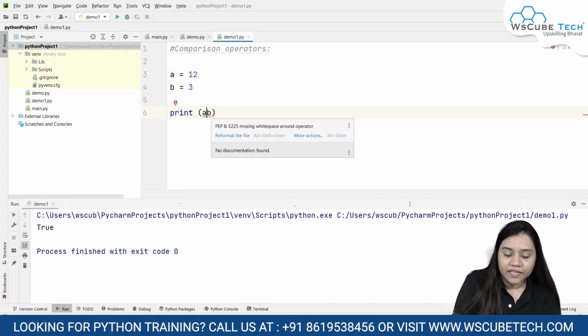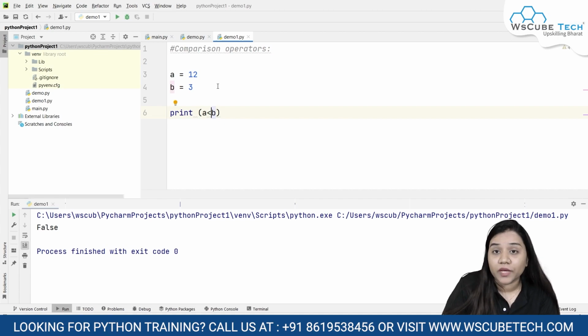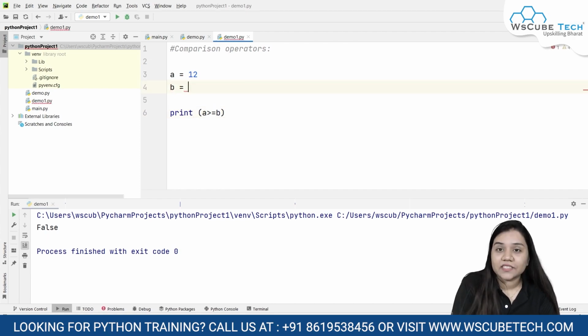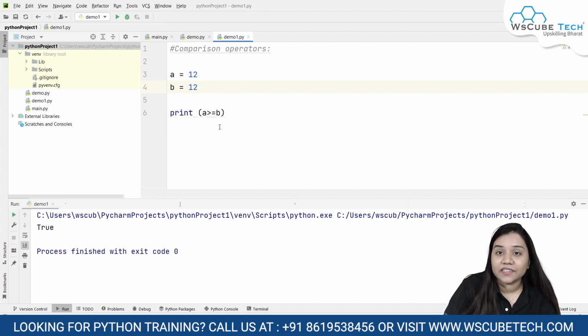Similarly, if we consider the case of smaller than, if I print A is smaller than B, it gives me false, because A is 12 and 12 is not smaller than 3. That's why it gives me false. Talking about our third scenario, we have greater than and equal to. So A is greater than and equal to B. In this case, suppose I change the condition over here so that in both the variables I write 12. And if I run it, it gives me true. Why? Because A is greater than and equal to B.